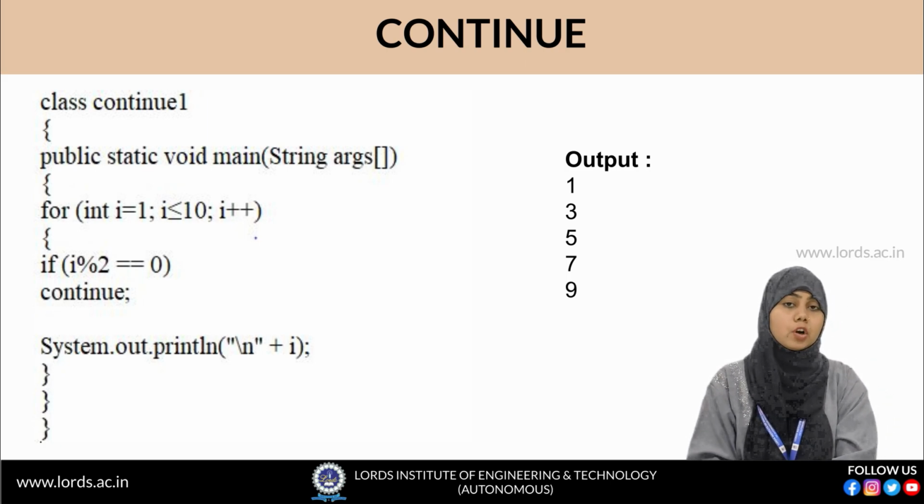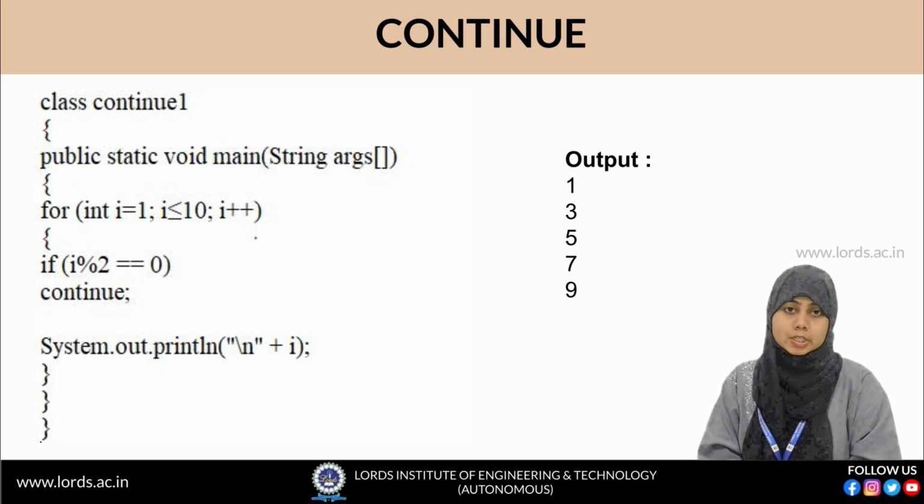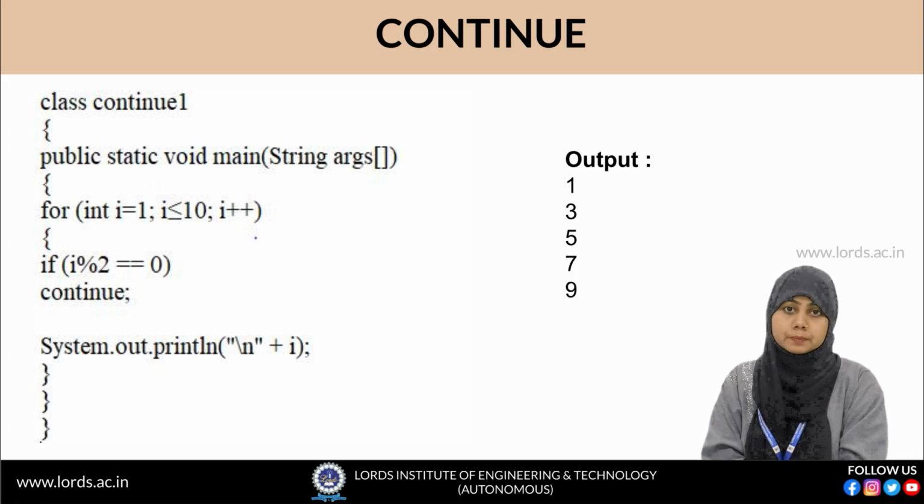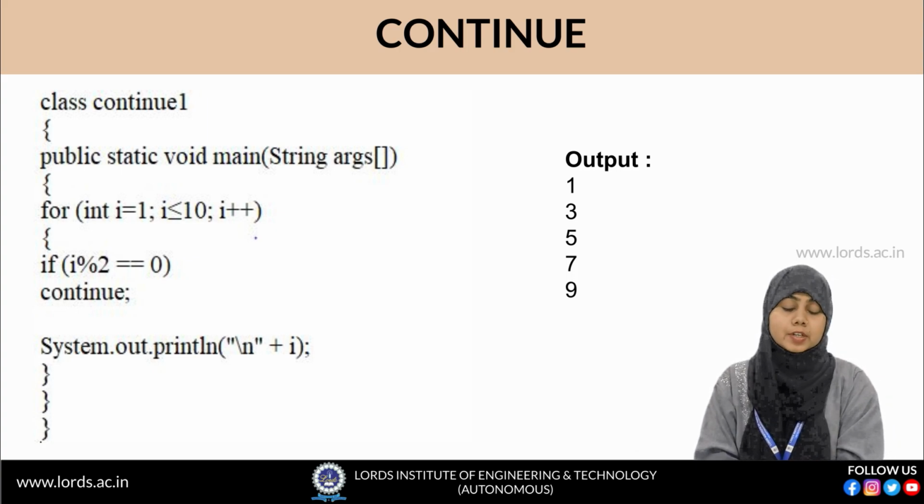Under that for loop I'm also writing an if statement. Under the if statement, what is the condition given over here? I percent 2 double equals 0. That means this modulus operator will check the remainder. If the I value is divided by 2 and the remainder is 0, then it will continue, it will skip that particular number.